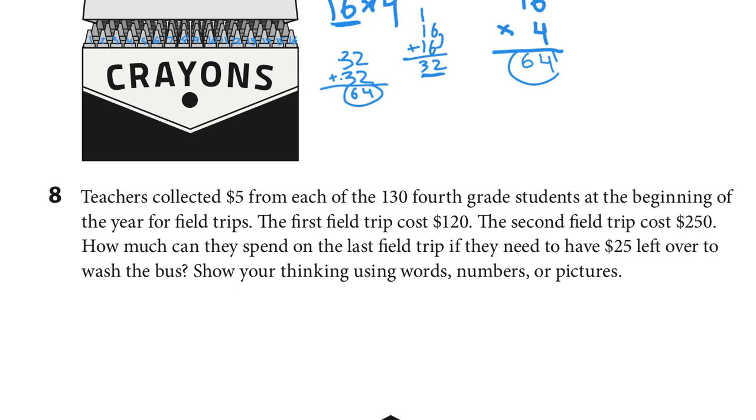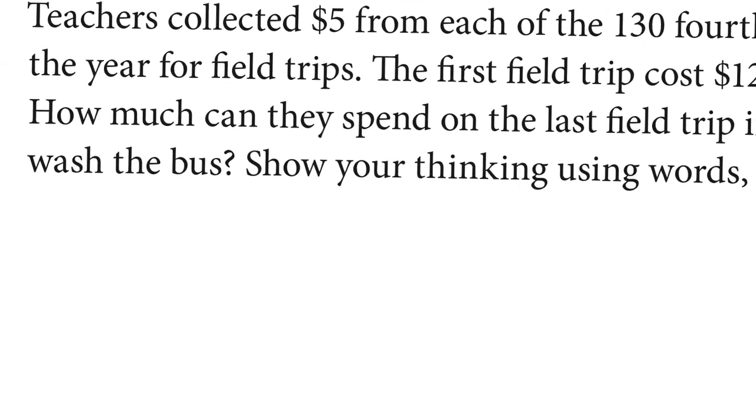So this is not a problem that has calculations that we can't do, but maybe we should start at the beginning and then slowly work at it piece by piece. First off, we need to just put this in our brain. Teachers collected $5 from each of the 130 fourth grade students. Maybe we should figure out how much money that is altogether. $5 from each of these. Okay, that's a multiplication problem.